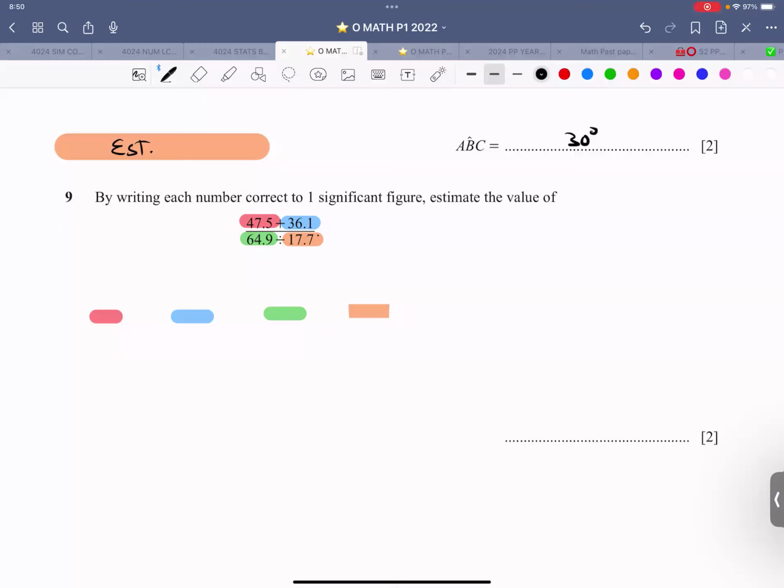So first one, 47.5, to one significant figure. Focus on the second significant figure. So this will become 50. Then we have 36.1, second significant figure. This will become 40. 64.9, second significant figure. It will become 60. 17.7, second significant figure. This will become 20. So 50, 40, 60, 20.